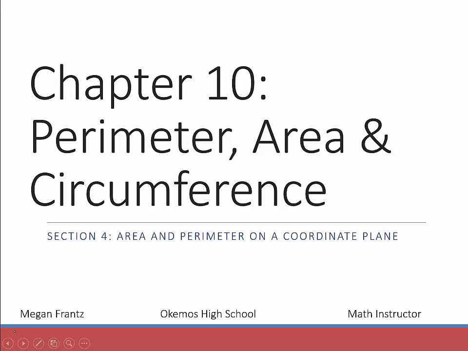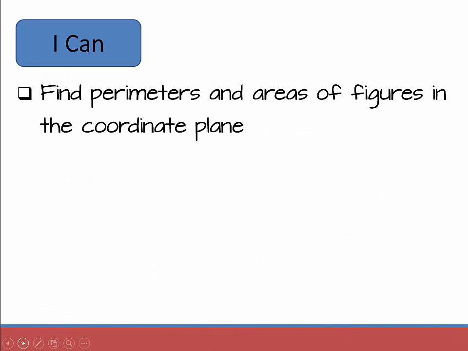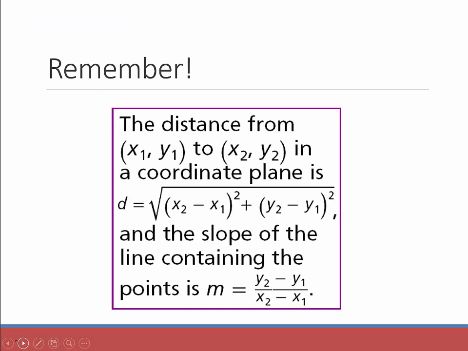The next section in Chapter 10 talks about area and perimeter again, but this time it's going to be on a coordinate plane. So, by the end of this lesson, you should be able to find perimeters and areas of figures if they are in the coordinate plane. Because we have coordinates, we can think about the distance formula and the slope formula, and we're going to use those a lot today.